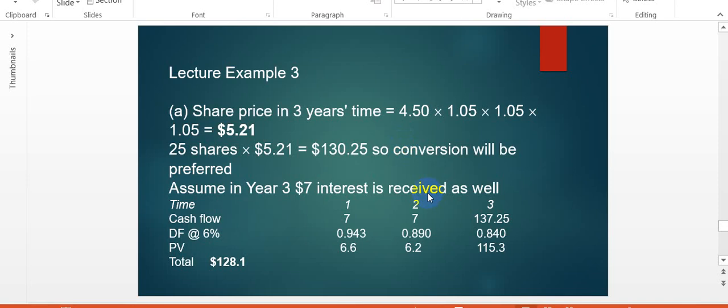Since it's a convertible bond, it's not always that it may be converted. The holders may choose to redeem the bond upon maturity, or they may choose to convert the bond. So we need to compute the conversion value and compare the conversion value with the redemption value.